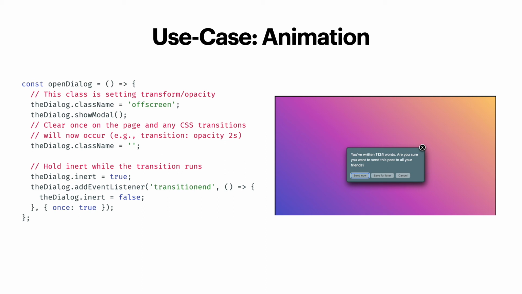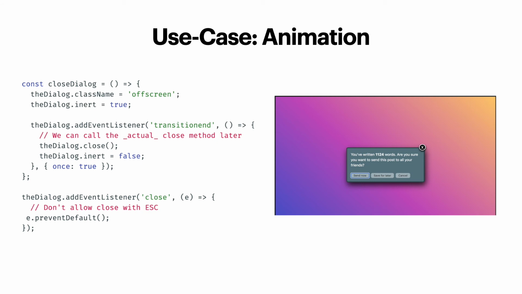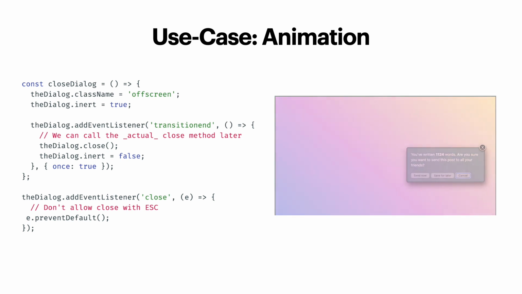Similarly, when it closes, yes, there is a built-in close method. Yes, there is an escape handler, which I can prevent from happening. And when a dialogue closes, I can not actually close it for the same amount of time. I can say, maybe for a short period, it animates out. And once that is done, I then properly actually close it.